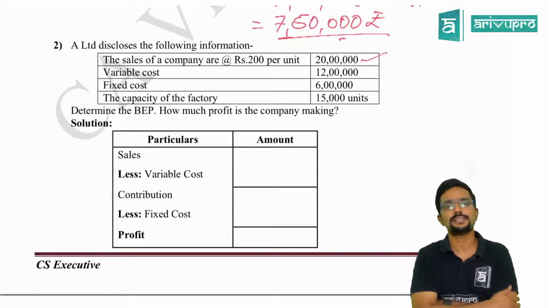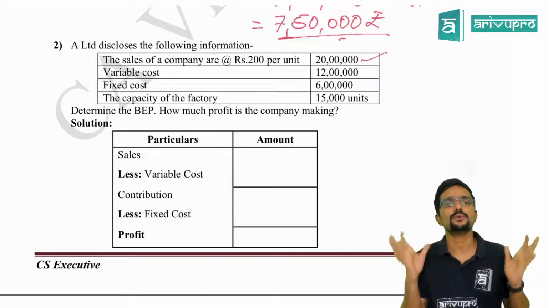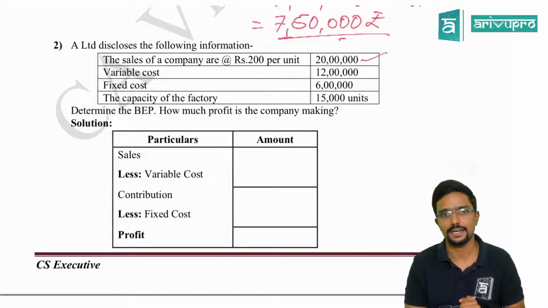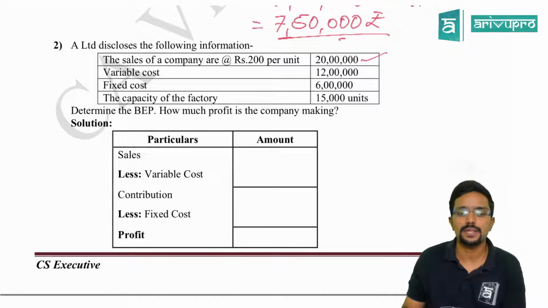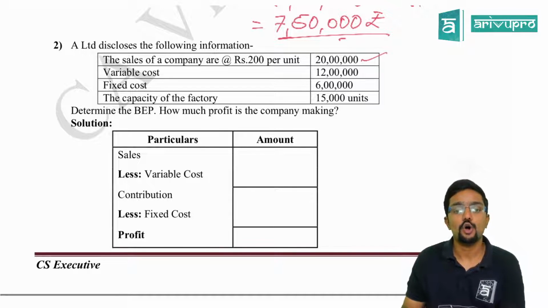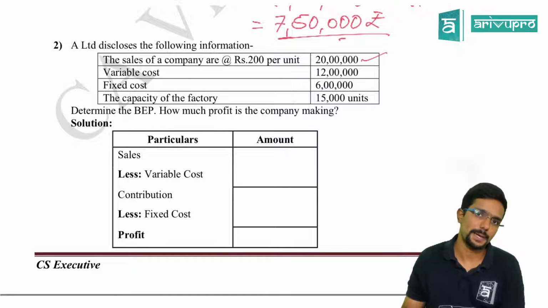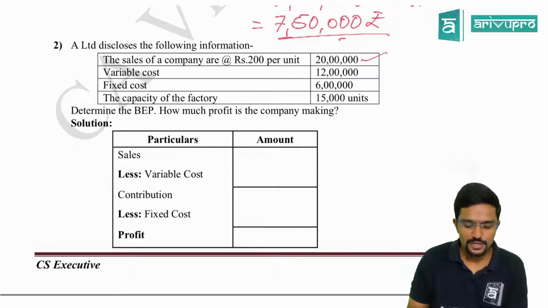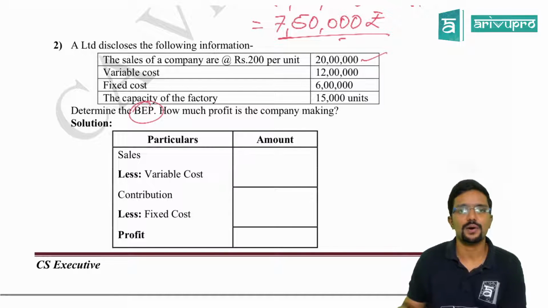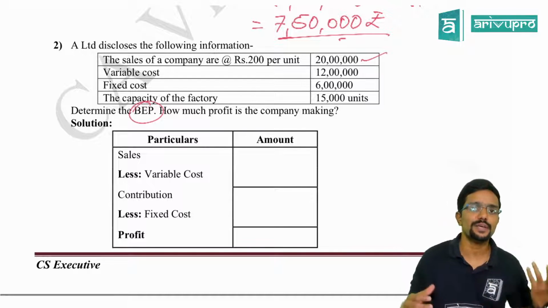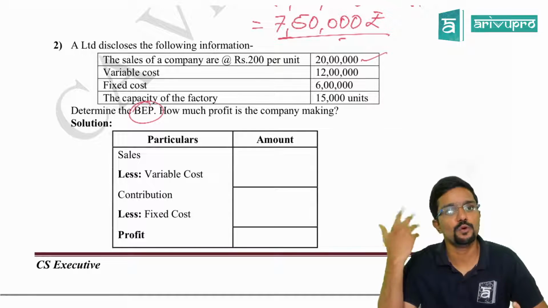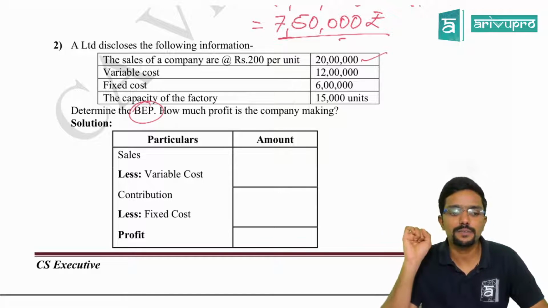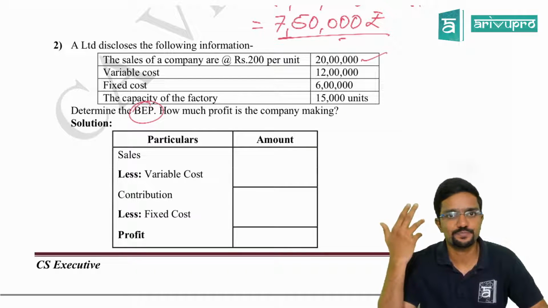Sir, what is this capacity? It means maximum they can produce 15,000 units in the factory with their production capacity. Determine BEP, that is break-even point, and how much profit the company is making. See, in this question, they have actually asked only break-even point. They have not mentioned whether it is in rupees or whether it is in quantity, that is in units. So we shall do both, because with the given information in the question, we can calculate both.